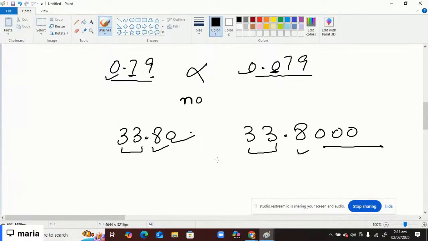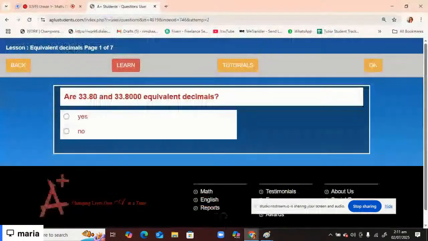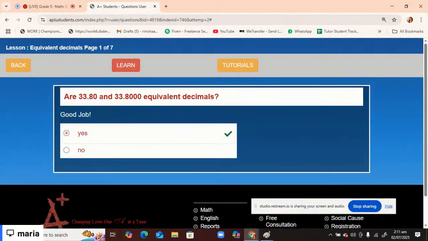So these are not equivalent. Okay, sorry, these are equivalent. I was just checking this one, because this is 33.8, 33.8, so these are equivalent. And this is the right option.